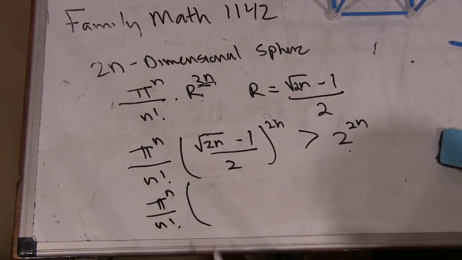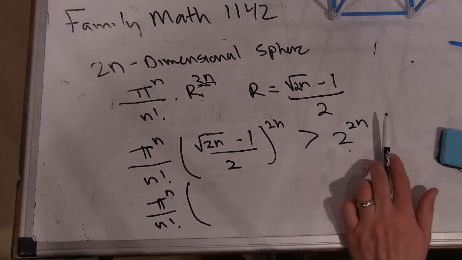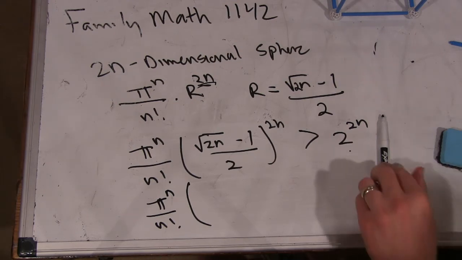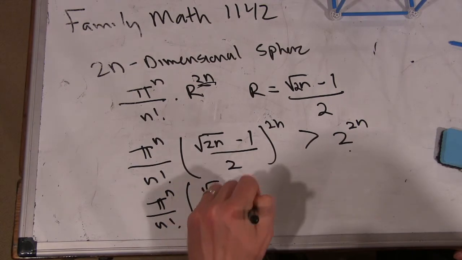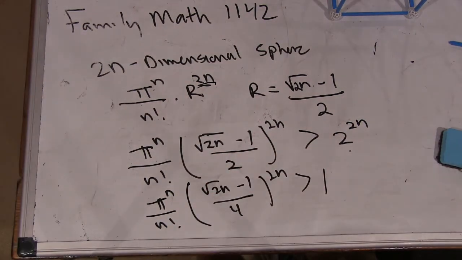Yes. Okay, and then because this is a 2n power, this could actually come in here and just divide that by 2. So we got square root of 2n minus 1 divided by 4, to the 2n, greater than 1. So then we could do that.